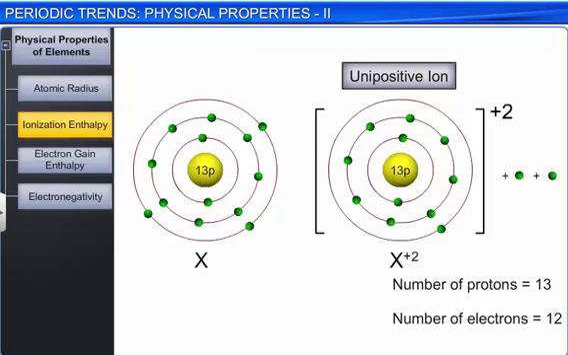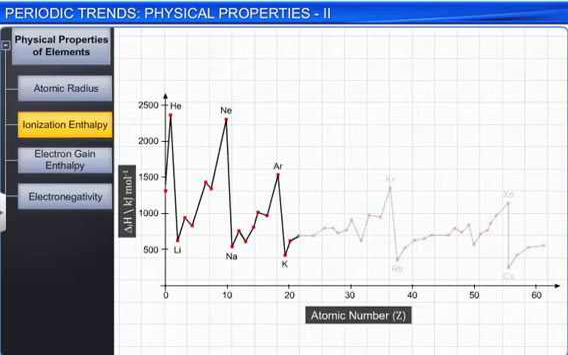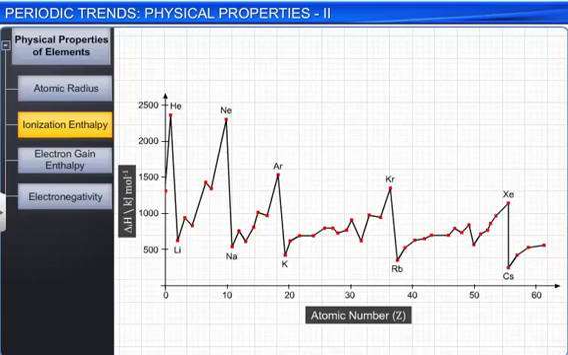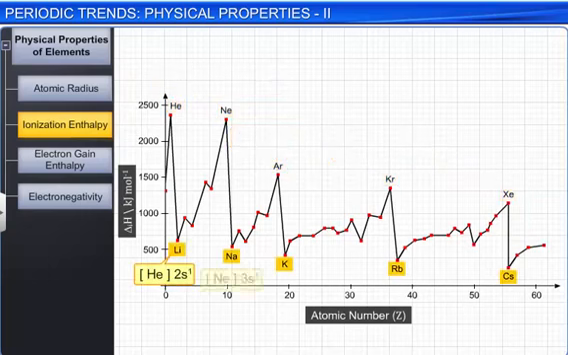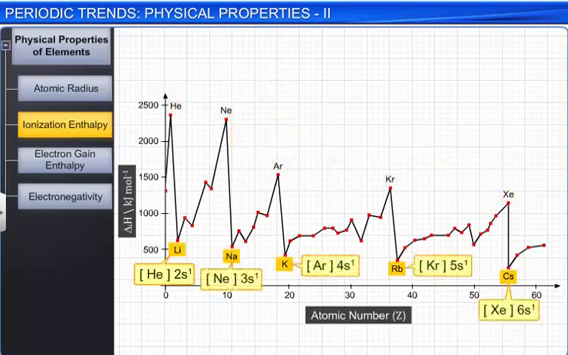The graph shown here depicts the variation in first ionization enthalpies, delta IH, of the first 60 elements in the periodic table. As you can see from the graph, noble gases with stable ns2 np6 configuration have the maximum first ionization enthalpies and hence are chemically inert. The alkali metals, with one electron in their valence shell, on the other hand, have the lowest first ionization enthalpies and hence are highly reactive.